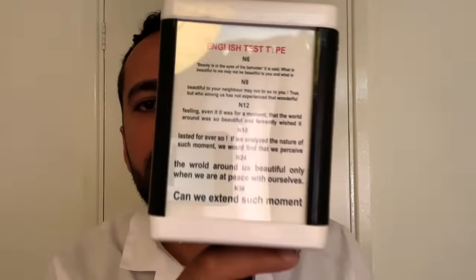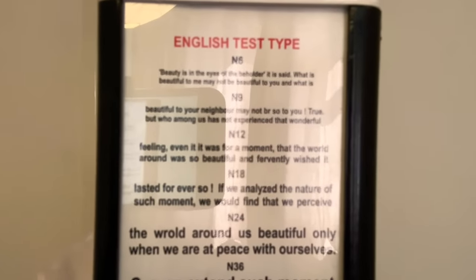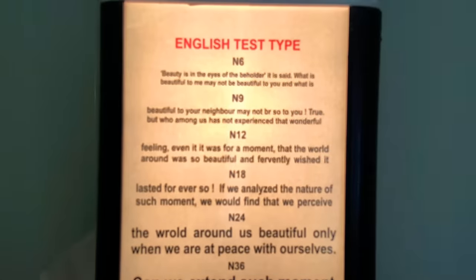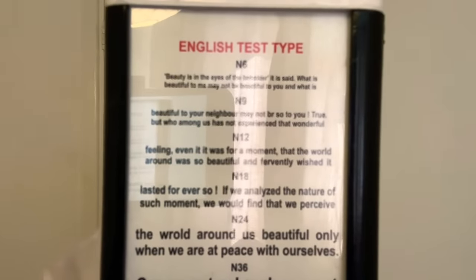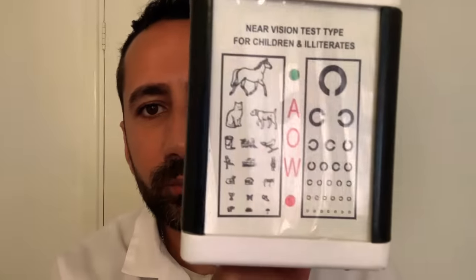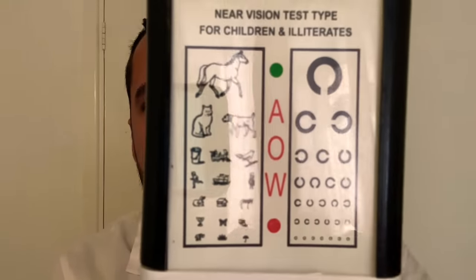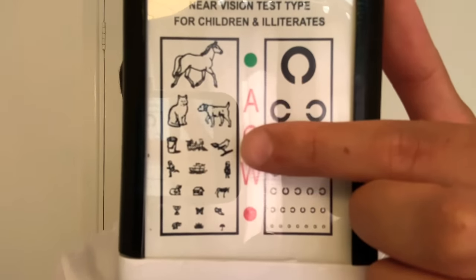Okay, just cover the opposite eye, please. Okay, and which is the smallest block of print you can read up to there? That's with the light. And that's without the light. Excellent. Okay, with the two eyes open now, we're going to switch tests. We're going to look at the picture chart here, non-illuminated. Using the two eyes, just tell me what images you see on each row.